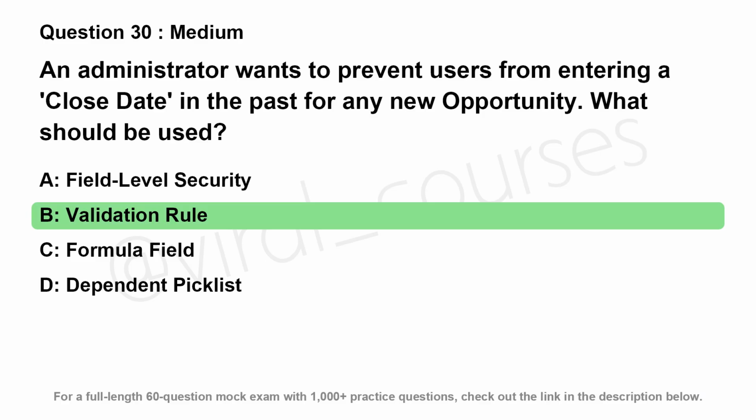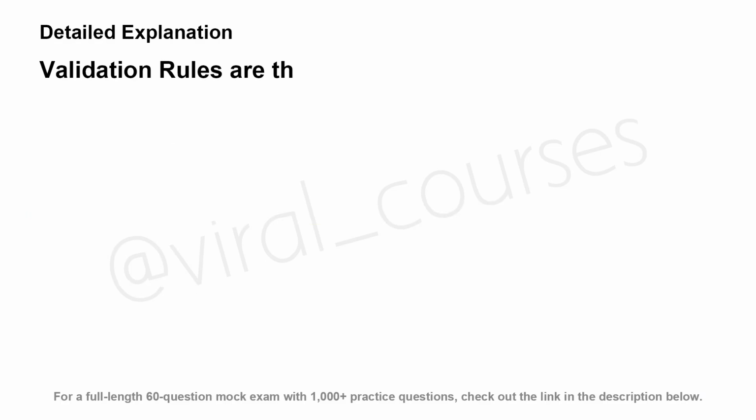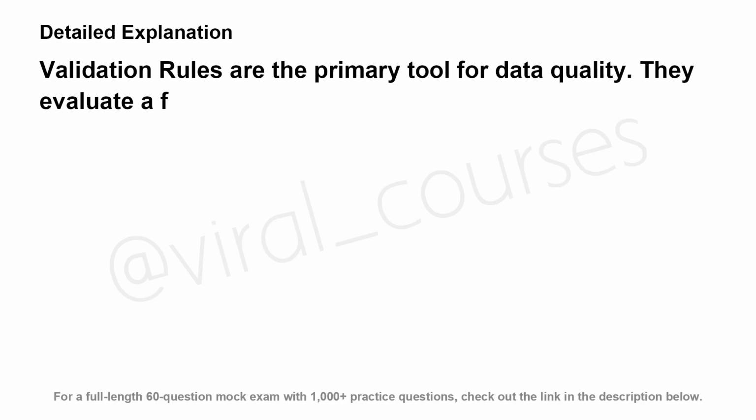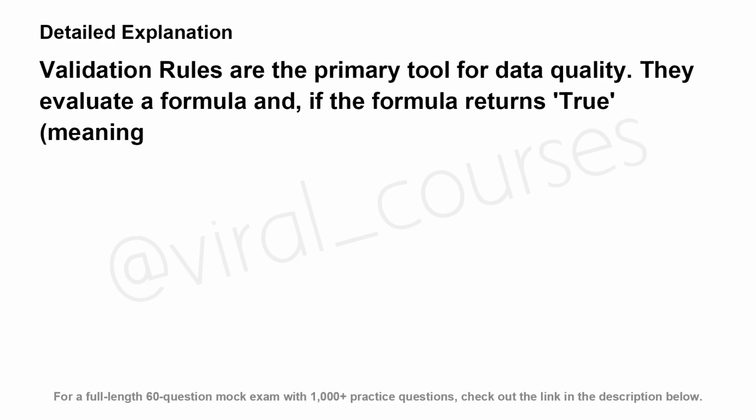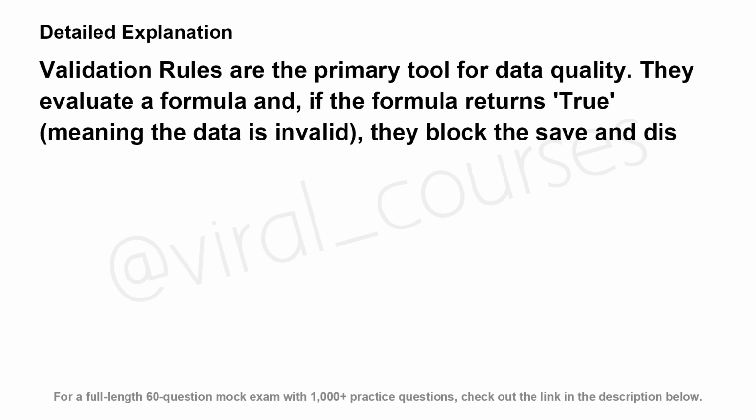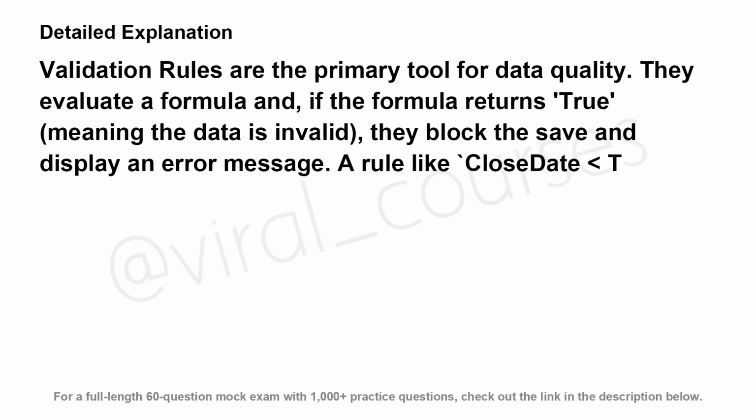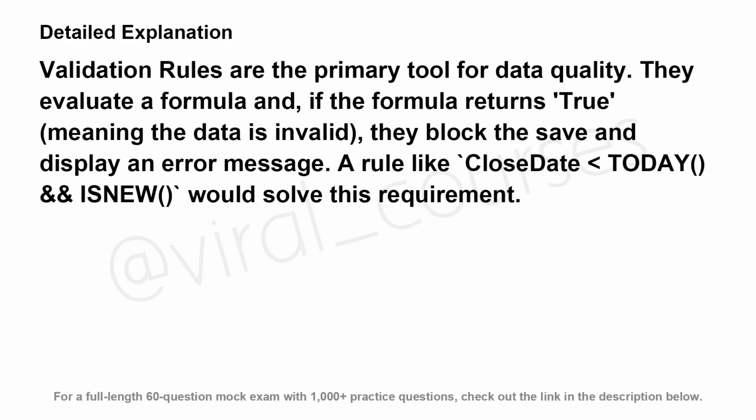The correct answer is B. Validation rules are the primary tool for data quality. They evaluate a formula and, if the formula returns true, meaning the data is invalid, they block the save and display an error message. A rule like close date less than today and ISNEW would solve this requirement.